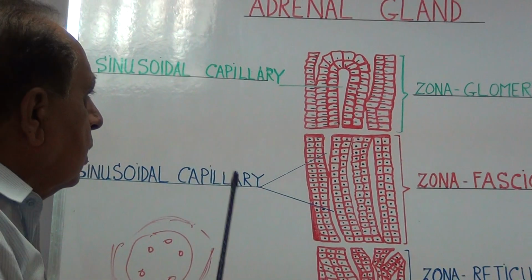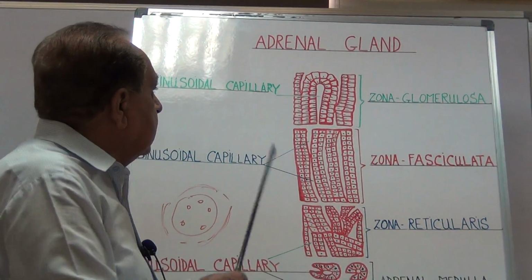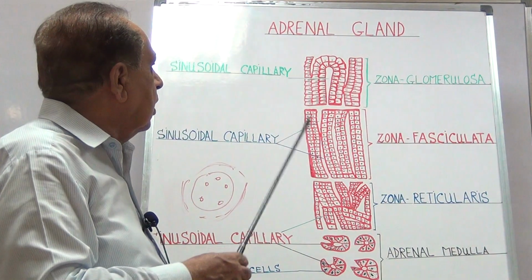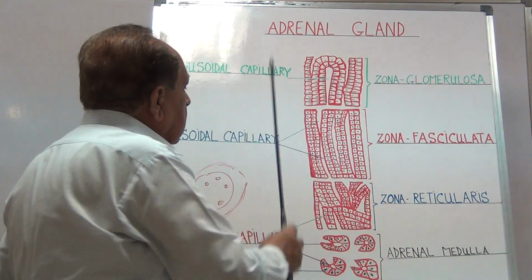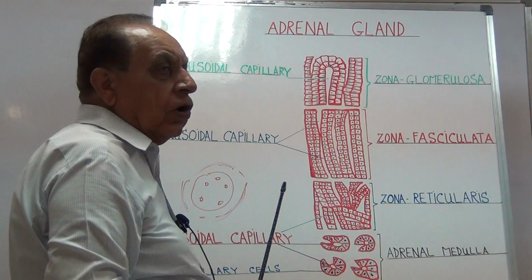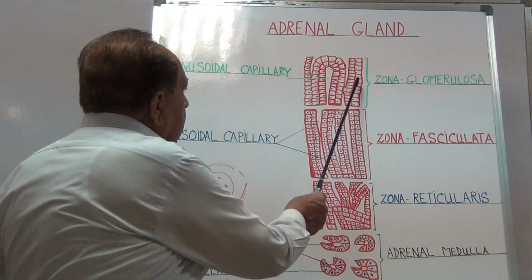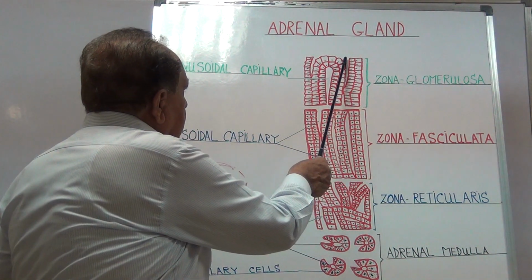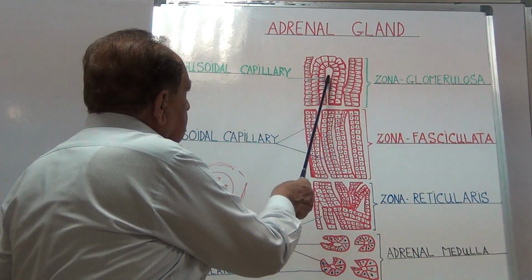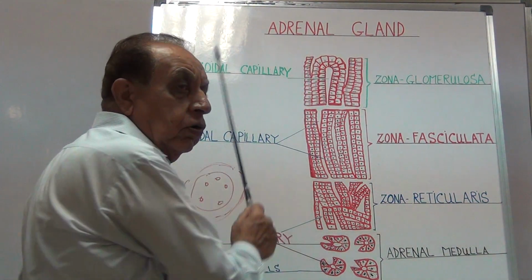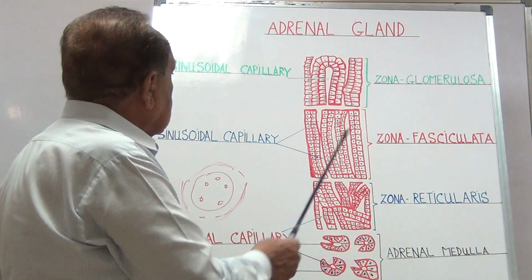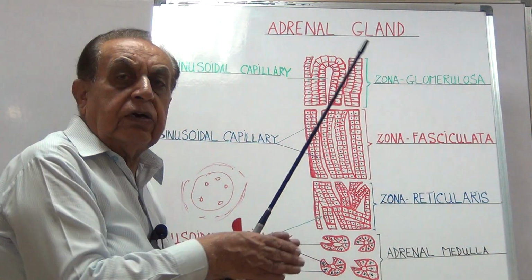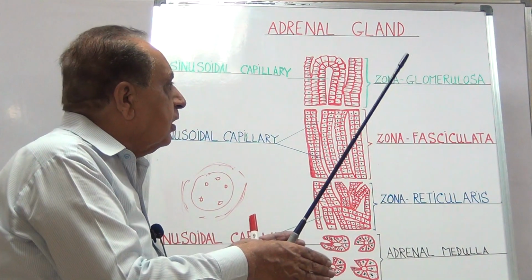Now, this zona glomerulosa contains cells that are mainly columnar cells. These columnar cells arrange in the form of these cords. In between these cords, this one space is the sinusoidal capillary, and this one is also a sinusoidal capillary. So, in between the cords, there are sinusoidal capillaries, and these capillaries separate the cords from each other.